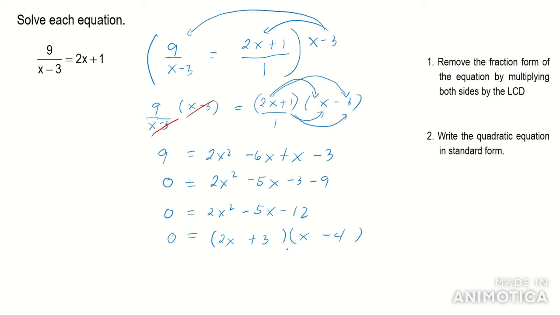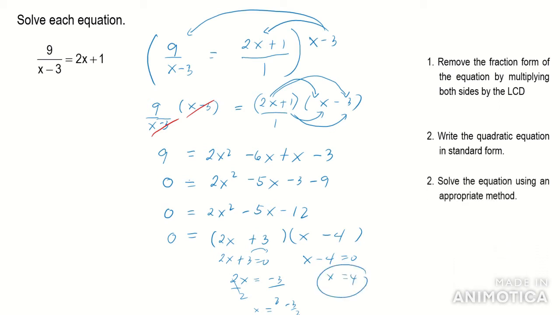But if you cannot easily think that the appropriate method is factoring by trial and error, you can make use of quadratic formula. Okay, so we now equate each factor to 0. You have x minus 4 is equal to 0. Okay, transpose. 2x is equal to negative 3. Divide both sides by 2. So our x is equal to negative 3 halves. Here, we have x is equal to 4. Okay, so the solutions now are x is equal to negative 3 halves and x is equal to 4.